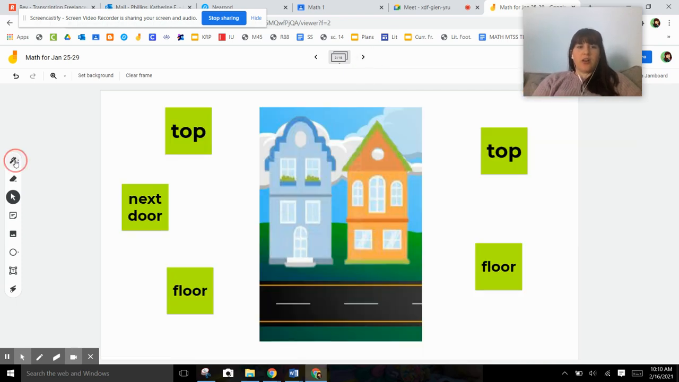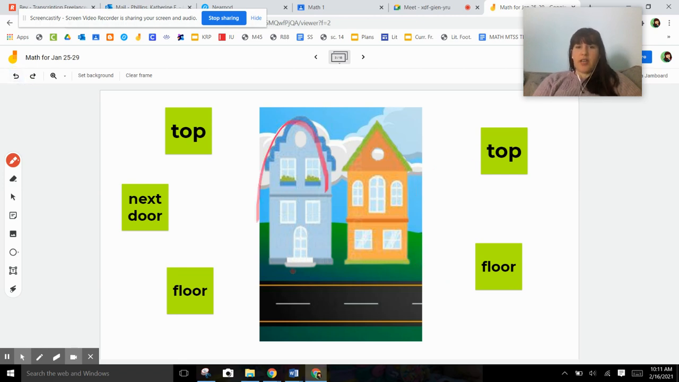All right, so before we get started, I do want to go over the parts of our house. So remember, you belong in this house. This is our house right here. And our house has a top, and our house has a floor. And that's important because our poem pays attention to the top and the floor, whether one has more or not.